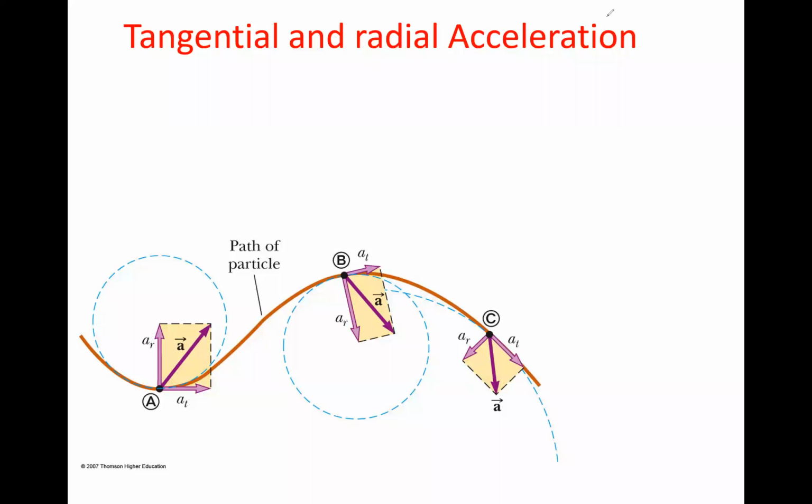Let's talk about the tangential and radial acceleration. In general, before beginning with this, if we have a linear motion of any object, we have here an object with a linear motion with a velocity v.